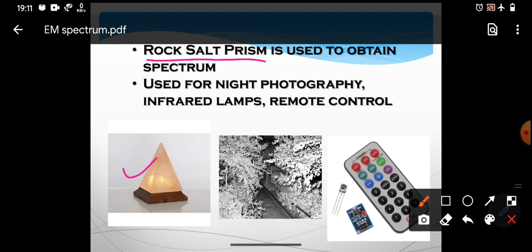It is used for night photography. In this image you can see night photography I have shown here, where visible light is very less, but if we have a particular kind of camera which can detect infrared rays, then this kind of image is obtained. Then you know that they are used in infrared lamps and remote controls. Some mobile phones also have infrared blasters which we can use as a remote control for our TV or any DTH service.